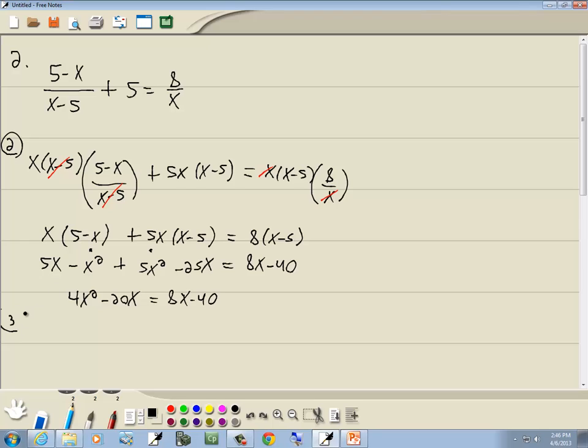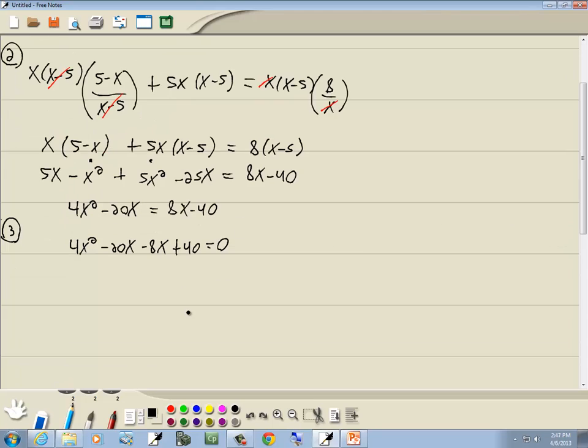Now step 3 is we want to solve. In this case we want to solve for x. And we have a quadratic. We have an x squared, so we want to get everything over one side, 0 on the other. So I'll take the 8x minus 40 over. So we've got 4x squared minus 20x minus 8x plus 40 equal to 0. Which gives us 4x squared minus 28x plus 40 equal to 0.